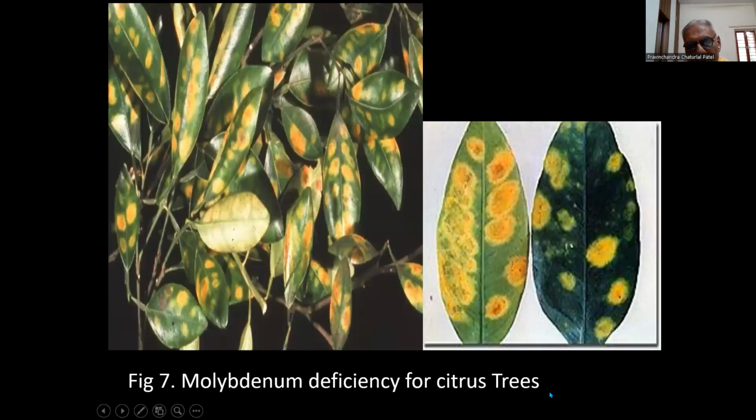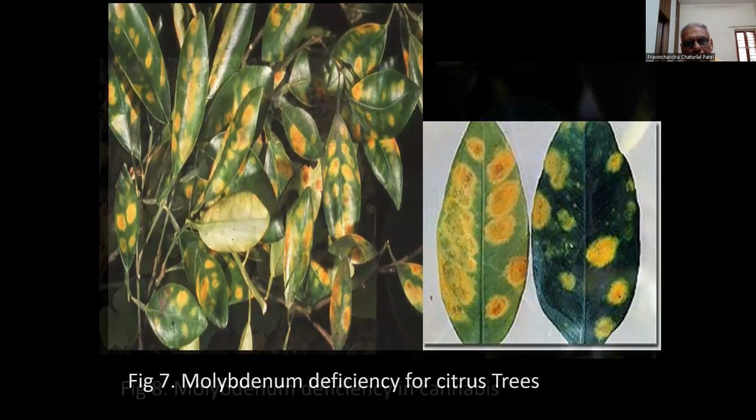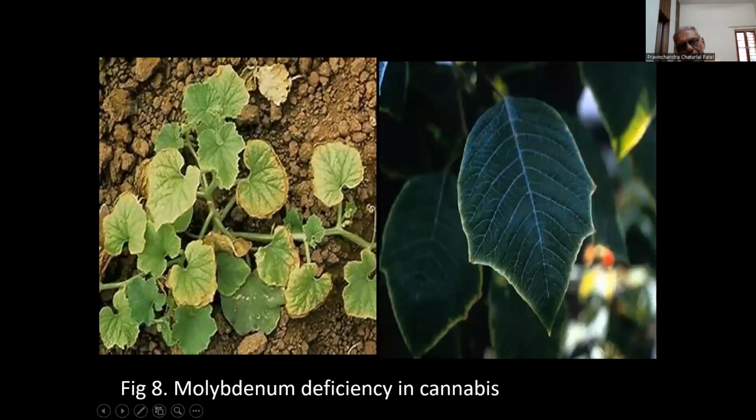And molybdenum deficiency in citrus trees. Here you can see the typical symptoms on the leaf. Molybdenum deficiency in citrus trees such as lemon, lime, acid lime, and so on. And molybdenum deficiency in cannabis. You can see here.